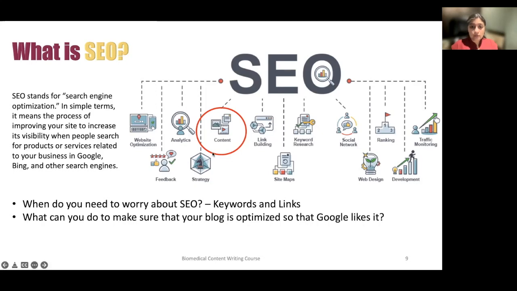So as writers, when do we need to be concerned about SEO? When we're crafting our content and we're using keywords and links, which we'll get into later on in this presentation. So what can we do to make sure that the blog is optimized so that Google likes it, right? These are the two things that will make Google prefer your blog when it's well written.